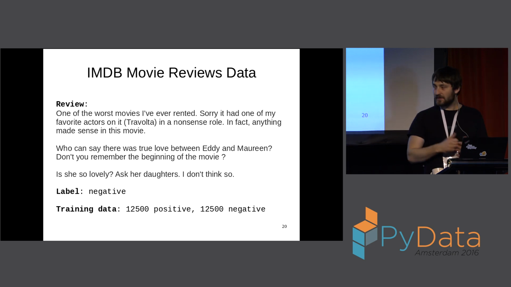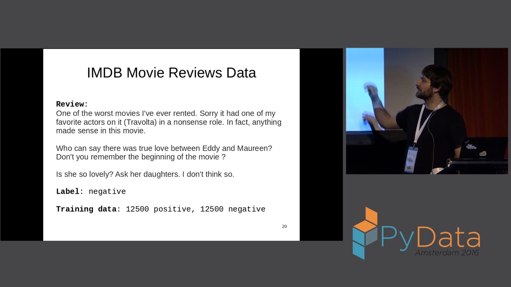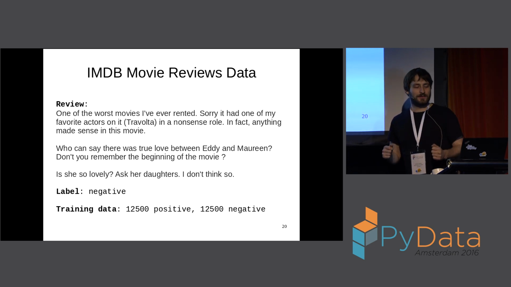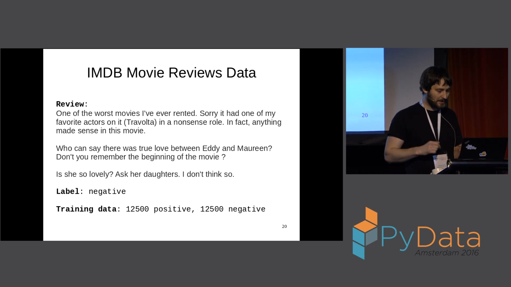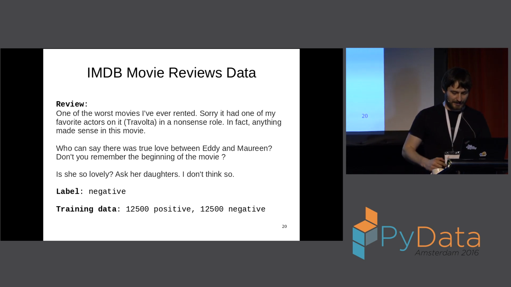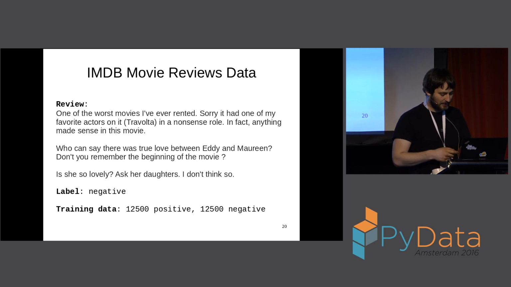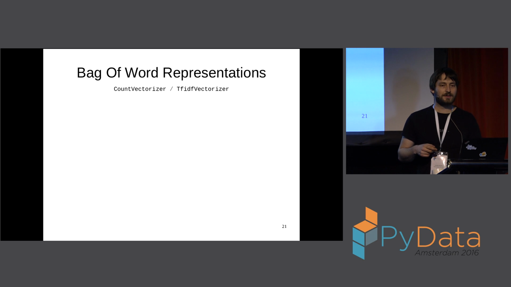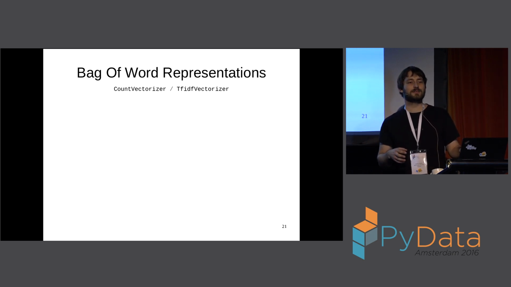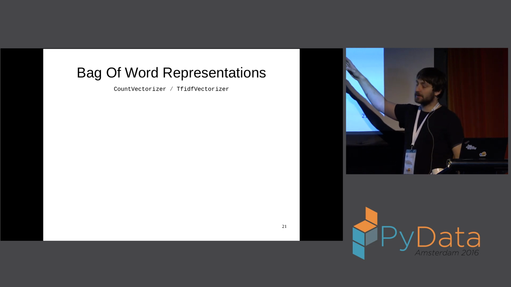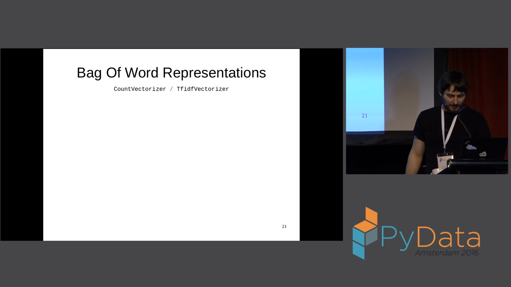So the obvious problem here is this review doesn't look at all like the X that I wanted before. I wanted a matrix with a fixed number of floating point values to represent each sample. Here, each sample is an arbitrary length free text. The standard method to go from free text representation to numeric representation that machine learning can work with is the bag of words method. Who here knows the bag of words method? Oh, okay. So this is implemented in the CountVectorizer and the TfidfVectorizer in Scikit-Learn.